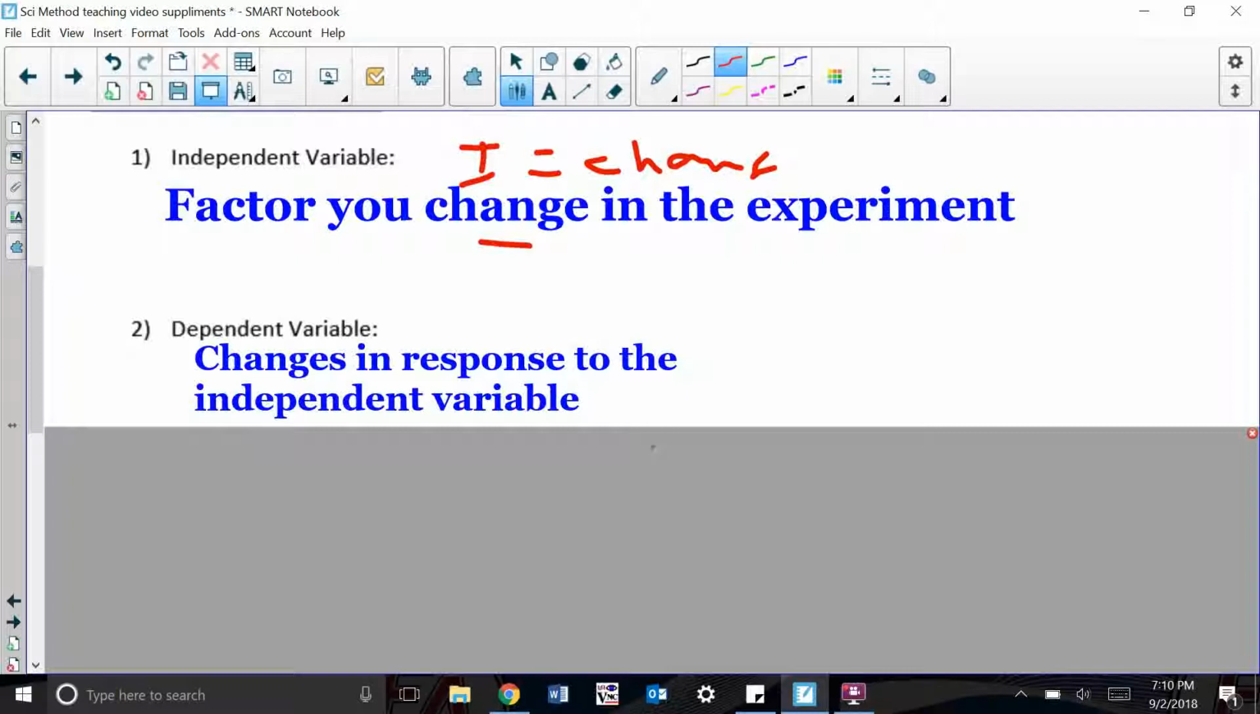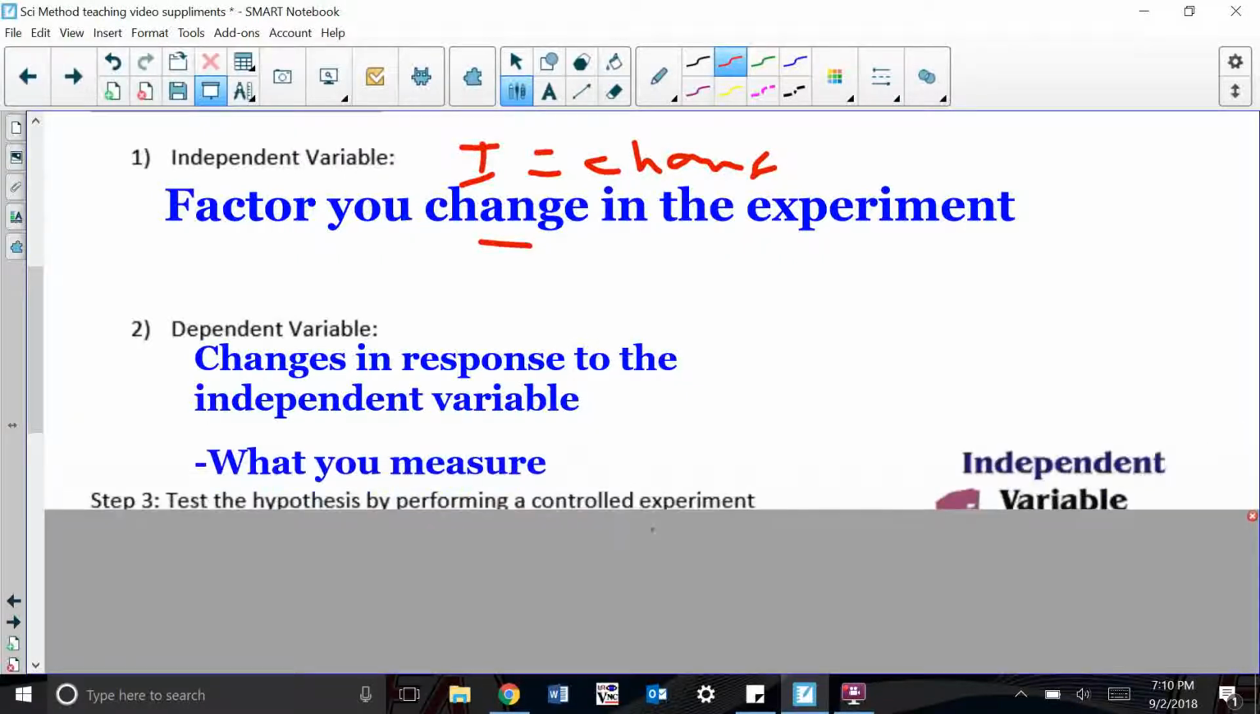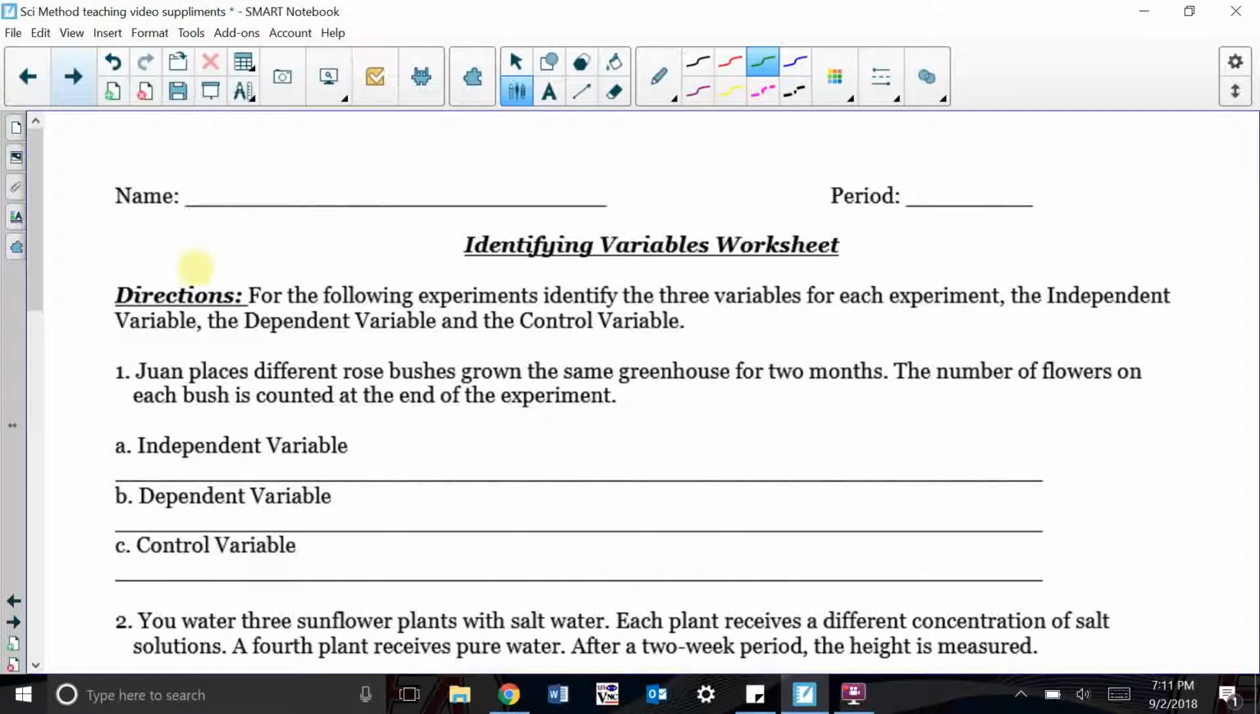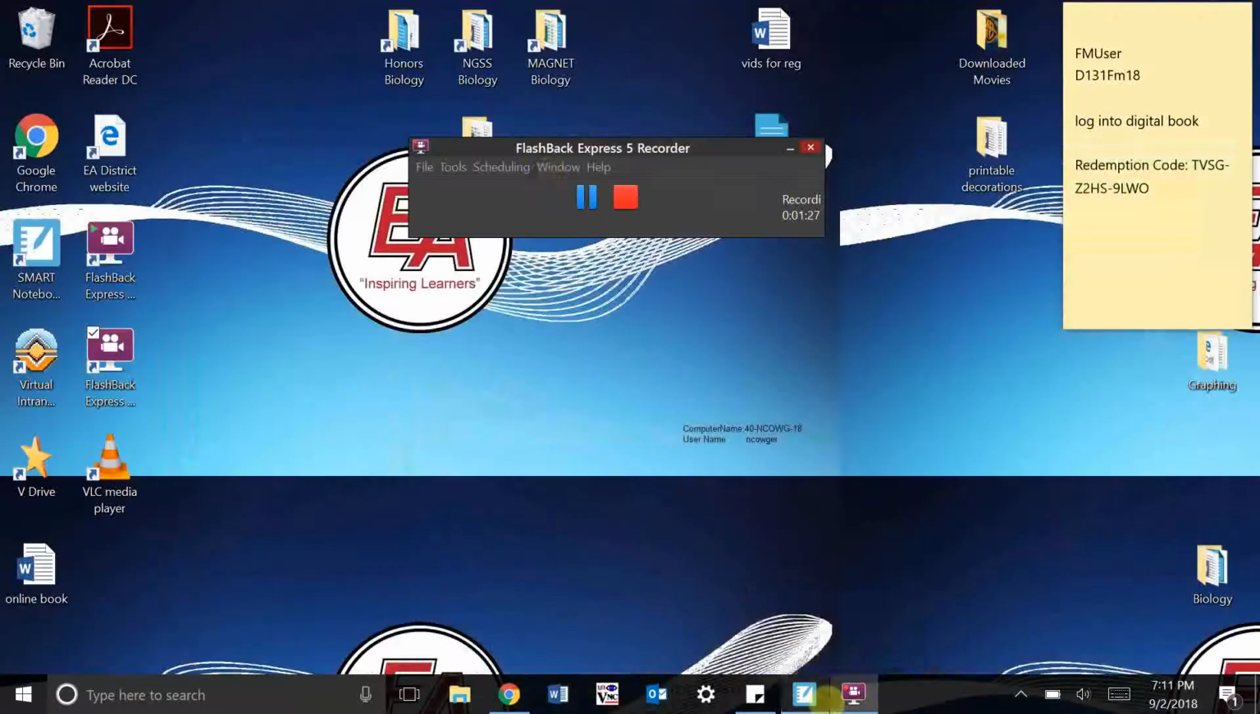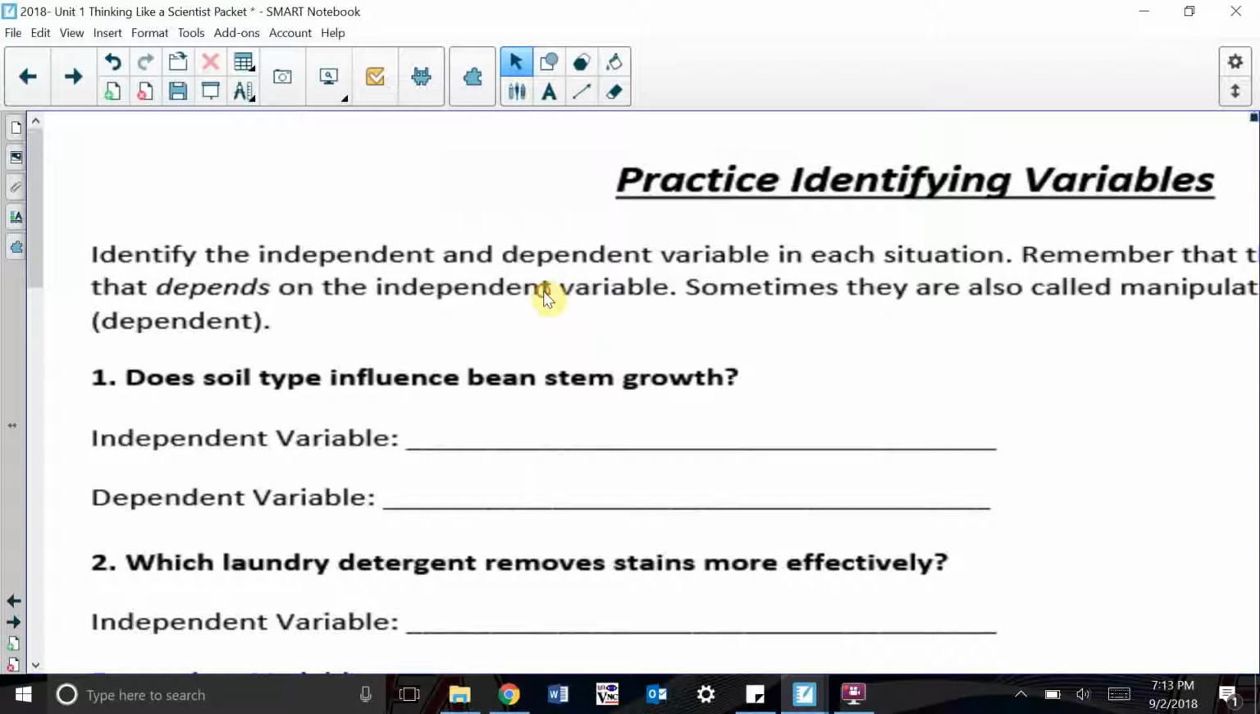So an easy way to think about it is your dependent variable is always what you are measuring, right? Another way of saying this is I change something in group one, and I'm going to see something else change because of what I initially changed. These two things are pretty tricky for students at first when they get started. So let's go ahead and take a look at a few examples.